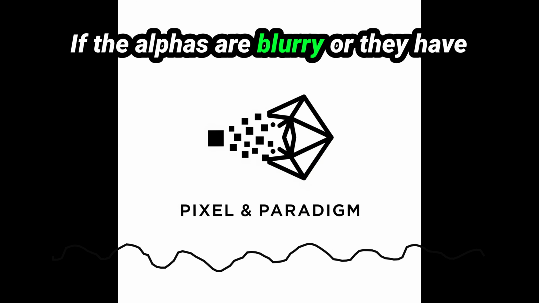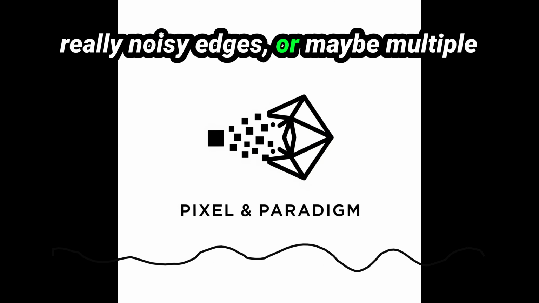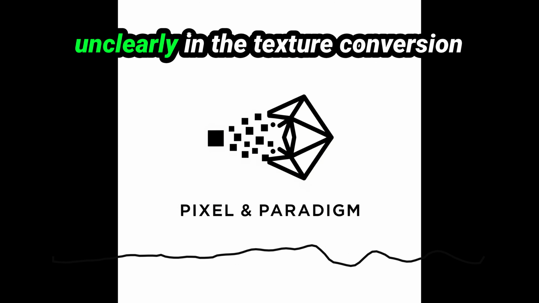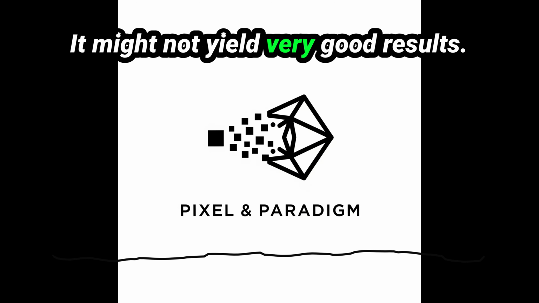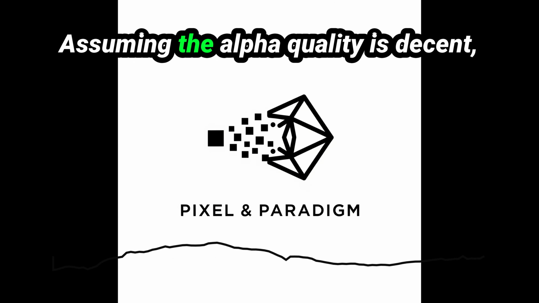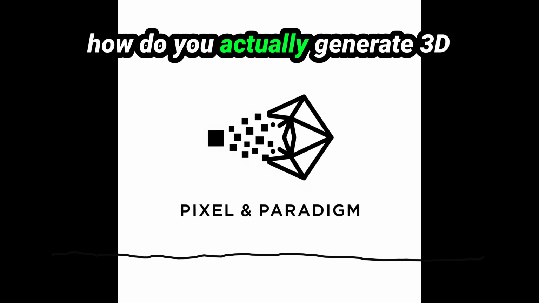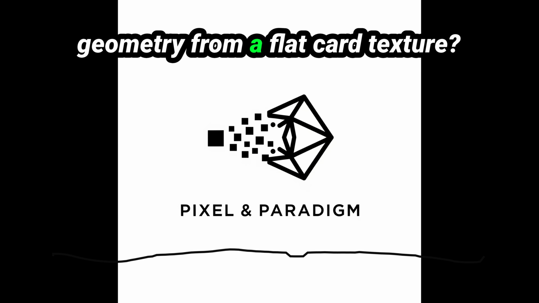If the alphas are blurry or they have really noisy edges, or maybe multiple elements are merged together unclearly in the texture, conversion is going to be much more challenging and might not yield very good results. Okay, assuming the alpha quality is decent, how do you actually generate 3D geometry from a flat card texture?